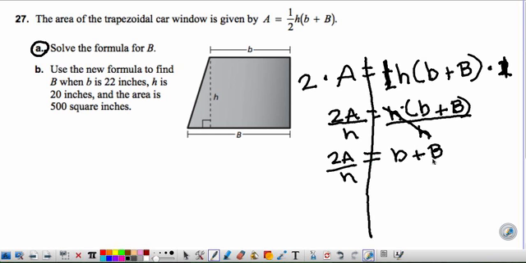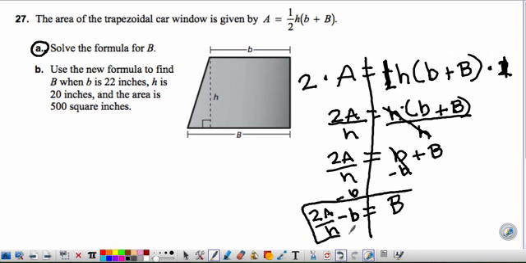Now, I'm still trying to get this B by itself. It's positive, so I just need to move this positive b. How am I going to do that? Subtract b off both sides. b minus b is 0. And so that leaves me with the big B that I was trying to get by itself in the first place. I can't combine any of this stuff over here, so I have to leave it as 2A divided by h minus b. Oh, wait, that's a b. That is right. That's a b. Sorry, I couldn't read my own handwriting. Now, is the big B by itself? Yes, and that's what we were trying to do.